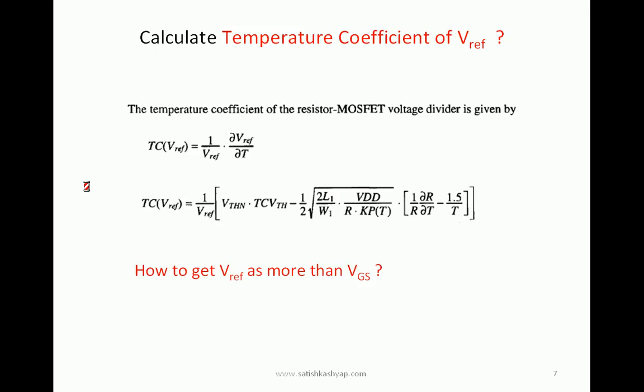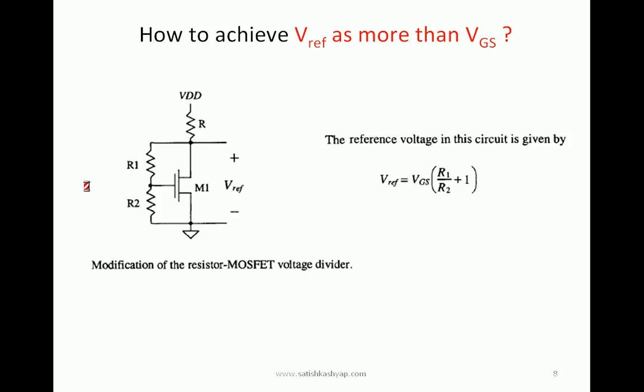And what is that one? Always the V reference is equal to VGS. Can't we get more than VGS as V reference? So how do we get V reference as more than VGS? This is a circuit which gives V reference more than VGS. Here V reference is VGS into (R1 by R2 plus 1). So if you choose R1 larger than R2, at that time V reference will be more than VGS. A slight modification.